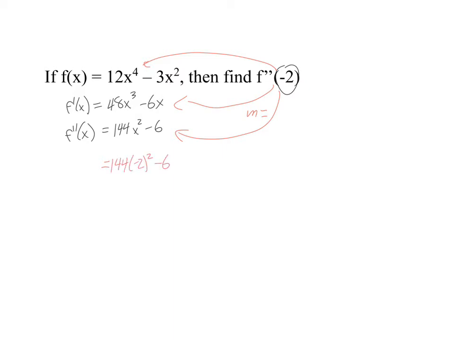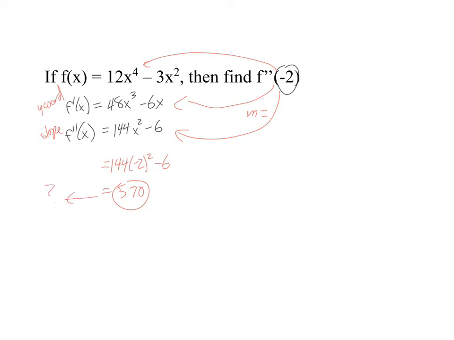And in this case, it's quite a big number. Let me just calculate it here quick. We get -2 squared times 144. Take away 6 gives us 570. So if the first one gives us the y coordinate, the second one would give us the slope. My question is, what does this 570 represent?